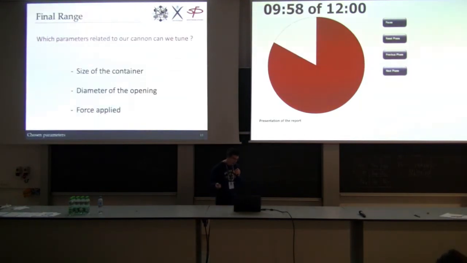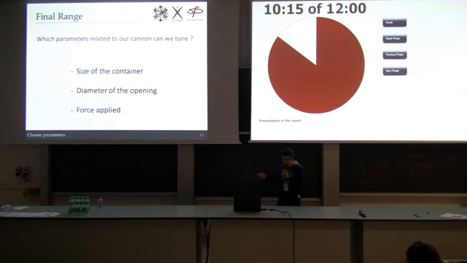The final range. We have answered the question of how it moves forward, and why it stops. Now we can answer which parameters related to our cannon we can tune. The parameters we have observed and studied are the size of the container, the diameter of the circular opening, and the force applied. Let's now see how the range of the ring varies as a function of these parameters.